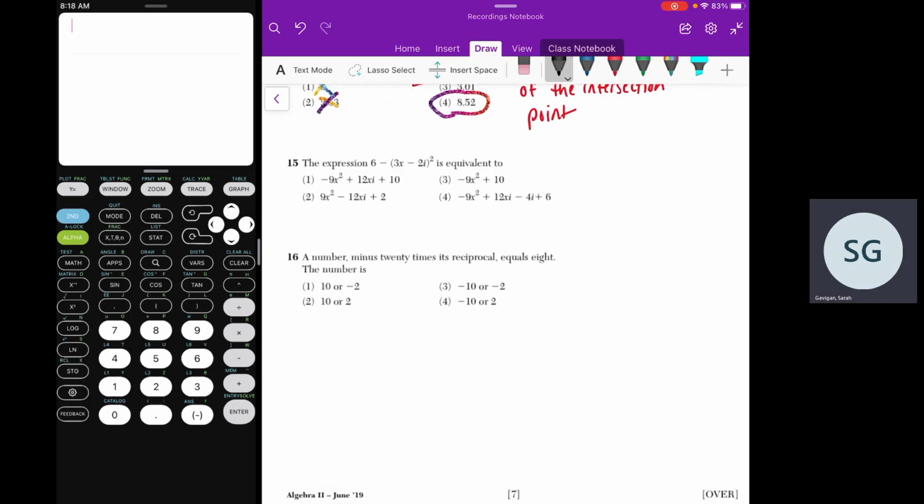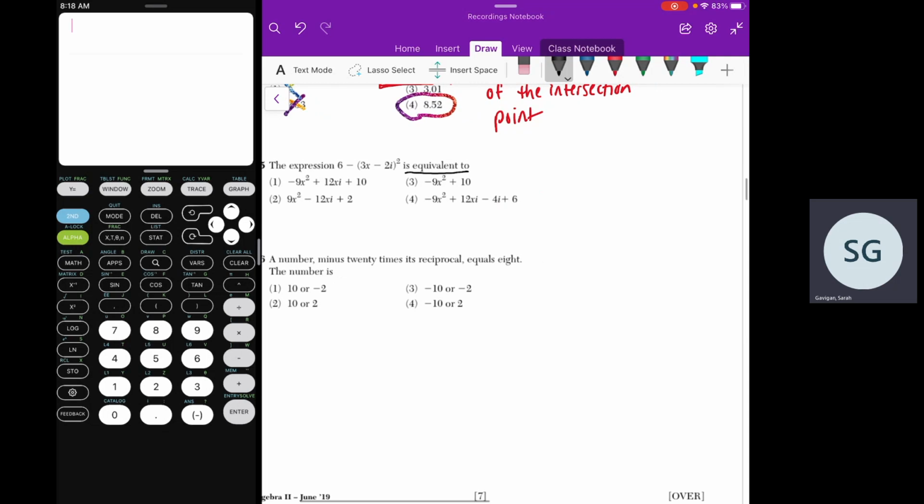Number 15, which expression is equivalent to? That just means simplify and compare. Now you can work backwards and try to factor each of your answer choices. That's not the easiest way to do this problem. So I'm just going to write out 3x minus 2i. And remember, i isn't a number. i is the number i. Now what makes this tricky here is that we have a minus in front of the parentheses. 3x minus 2i. The squared means write it out twice.